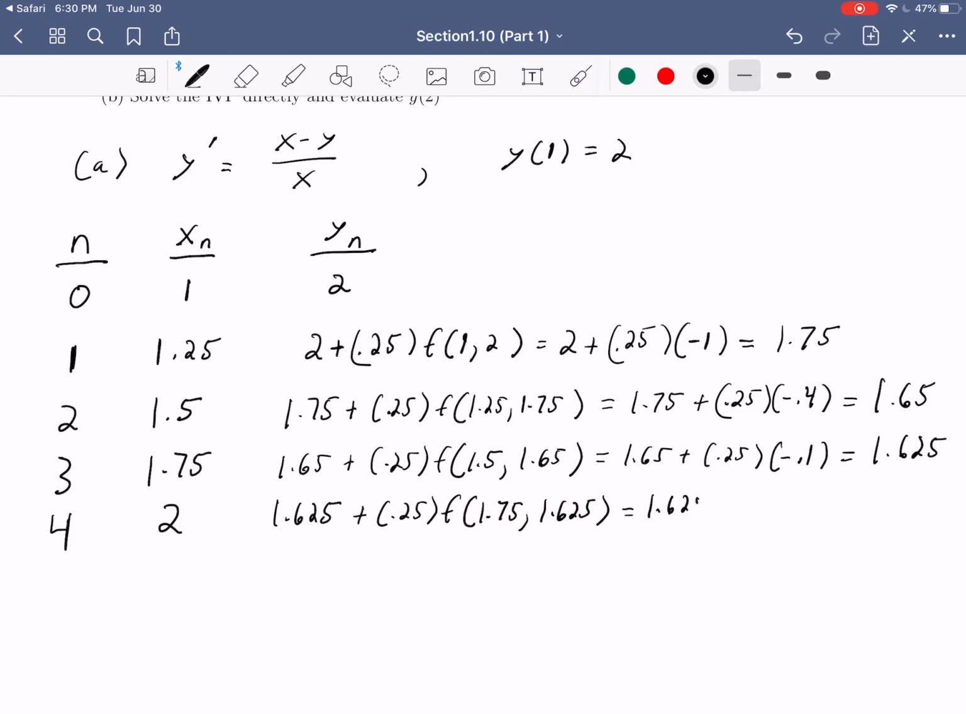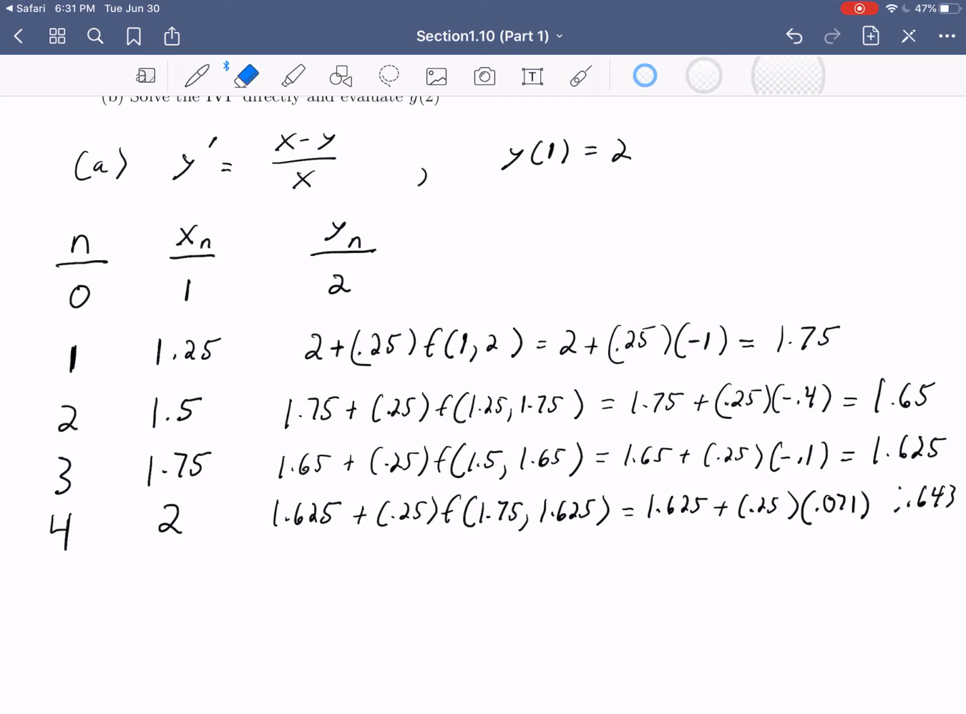That means we're going to have 1.625 plus 0.25. Plug that stuff in, 1.75 minus 1.625, divided by 1.75. Okay, it's going to be sort of an ugly decimal there, so I'm just going to put 3 decimal places, 0.071. And if we put that all together, 1.625 plus 0.25 times 0.071, looks like we should get 1.643. That's sort of our rough final answer there.